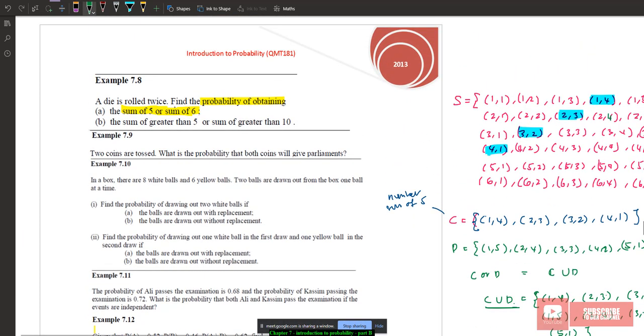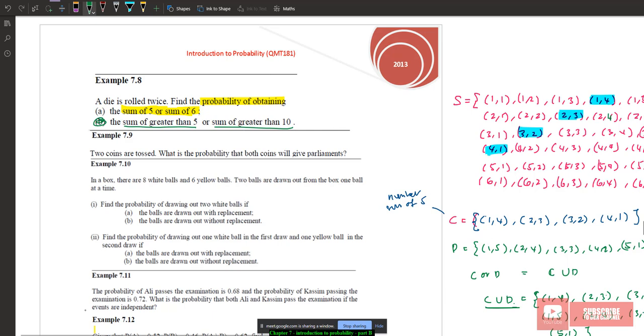And the next question is, we want to find the probability of the sum greater than 5 or the sum greater than 10. It should follow the same process to find the probability of the sum greater than 5 or the sum greater than 10.